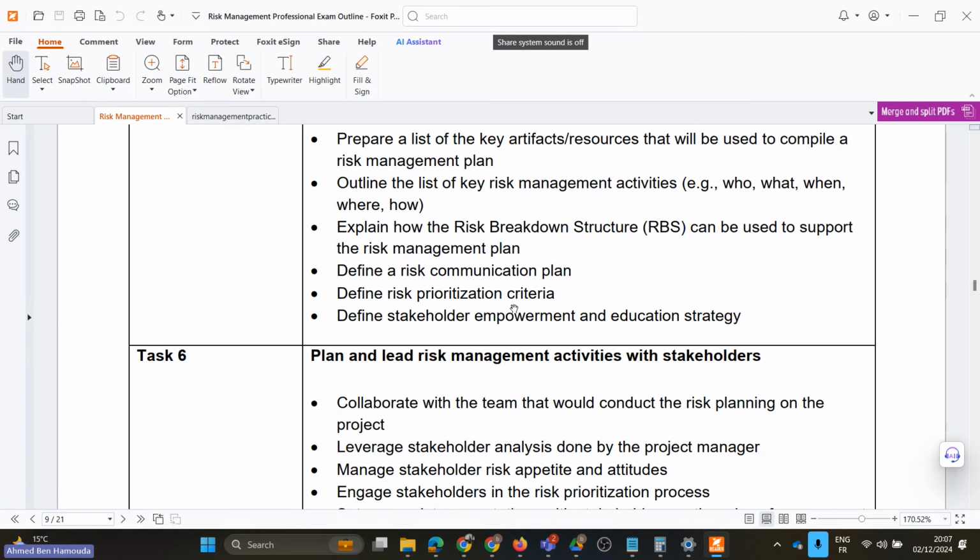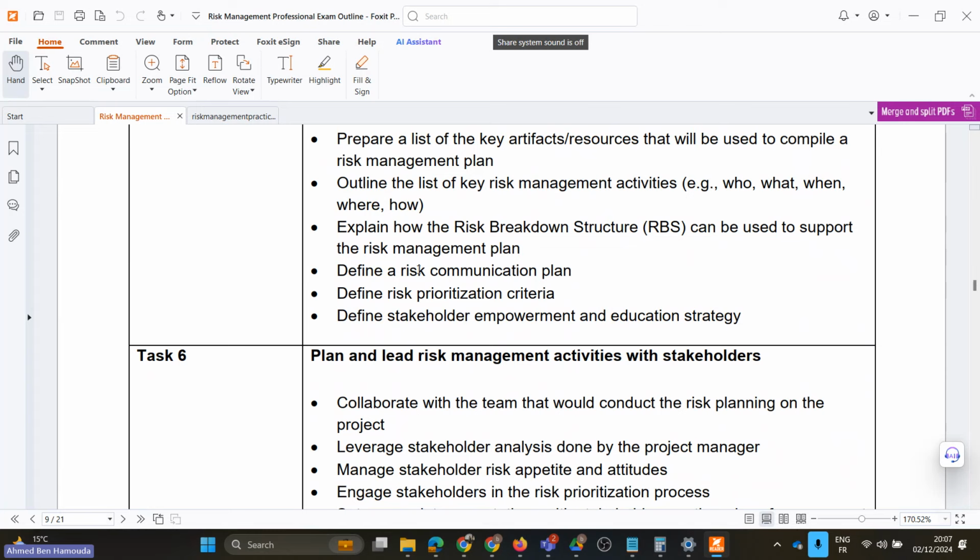Now, also we need to know who will be doing what in the risk management activities, when and where and how. Okay, that's quite important for you to prepare as a risk manager or as a project manager. I have already mentioned the risk breakdown structure. We will see an example and the template, okay, which is part of the risk management plan.